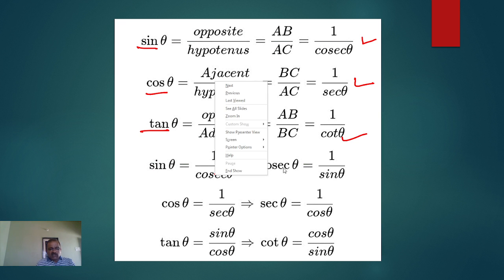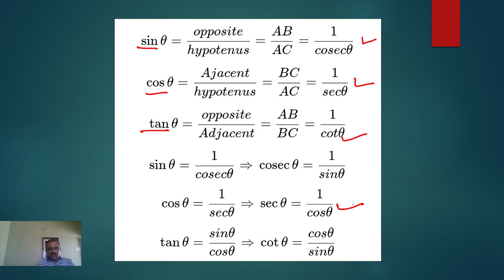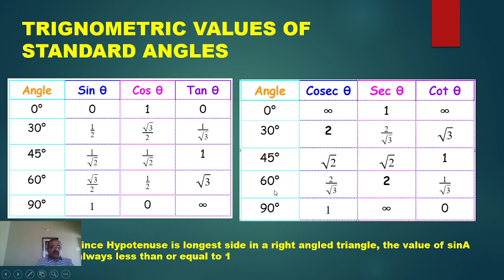So sine theta is equal to 1 upon cosec theta, and cosec theta is equal to 1 upon sine theta. Cos theta is equal to 1 upon sec theta, and sec theta is equal to 1 upon cos theta. Then tan theta is equal to sine upon cos, and cot is equal to cos upon sine theta. Now these trigonometric ratios are related to each other.